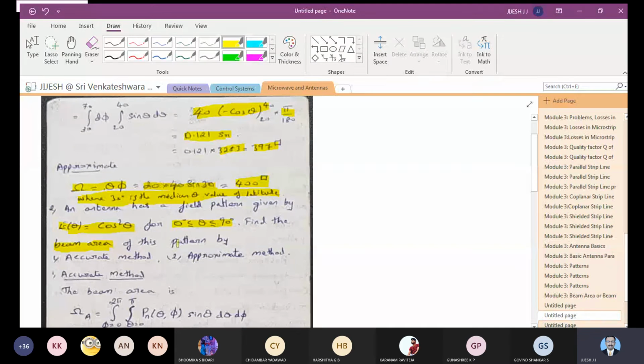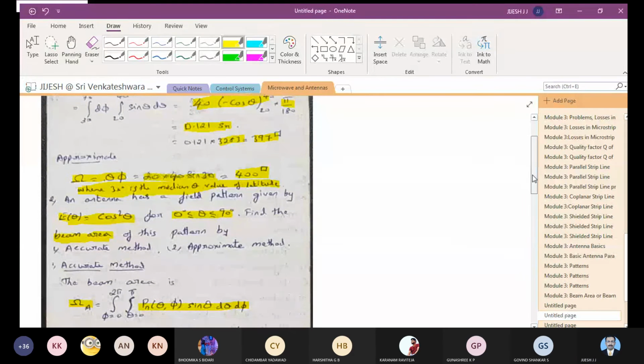So what is the equation for beam area? Omega A. Write down the complete equation: the integral over phi from 0 to 2 pi and theta from 0 to pi of Pn theta phi sin theta d theta d phi. Sin theta d theta d phi is d omega, you can write it either way. So what is given here? E theta is given as cos square. E theta and Pn theta are not the same.